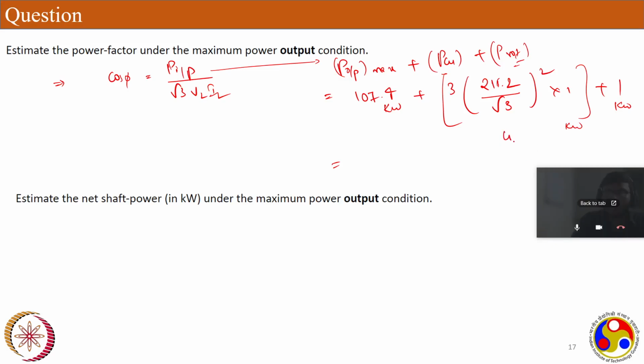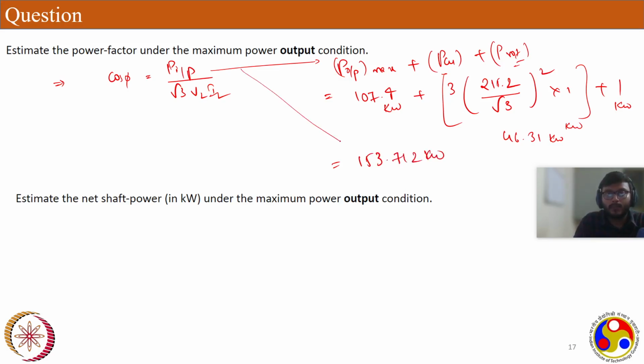46.31 kilowatt, plus 107.4 kilowatt. So we are getting 153.712 kilowatt, that is the input power.